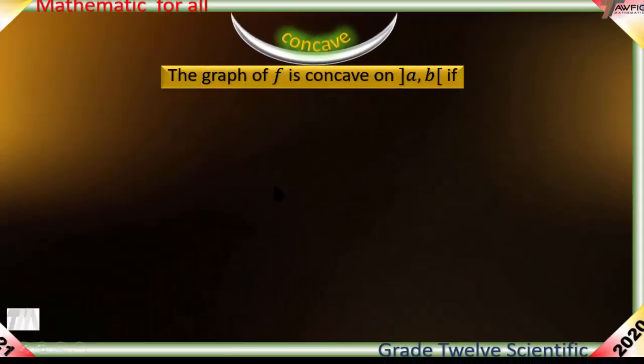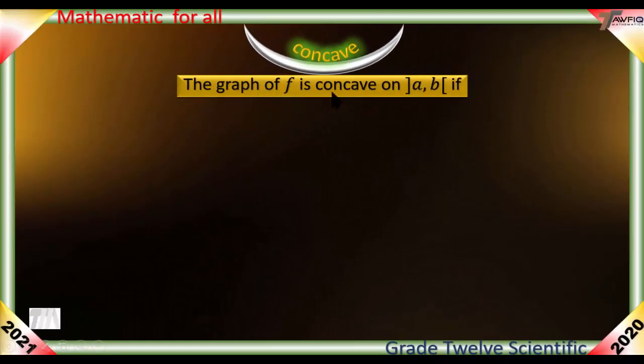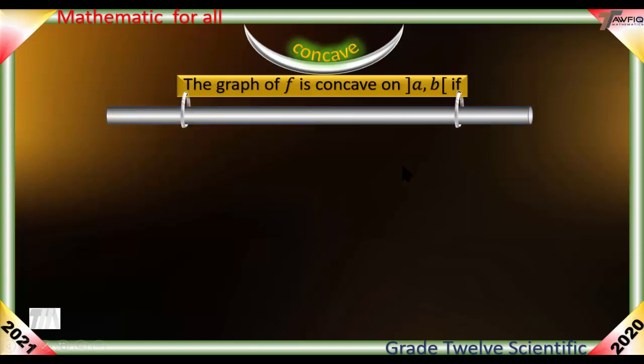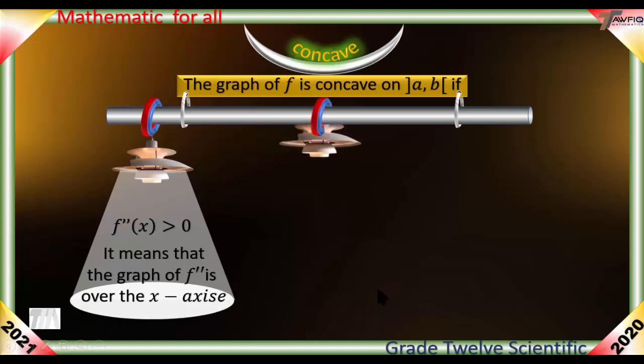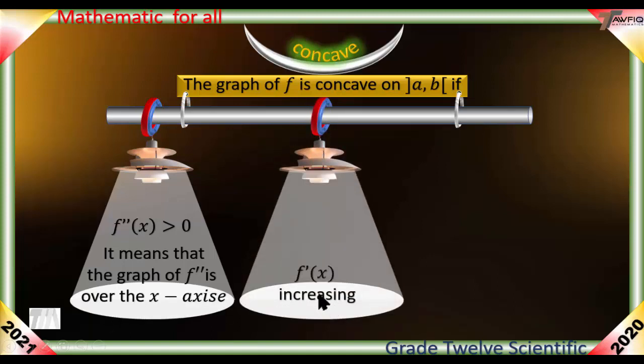Concave. The graph of f is concave on the open interval AB if f double prime of x is bigger than 0. That means the second derivative must be positive. It means that the graph of f double prime is over the x-axis, and the first derivative is increasing.